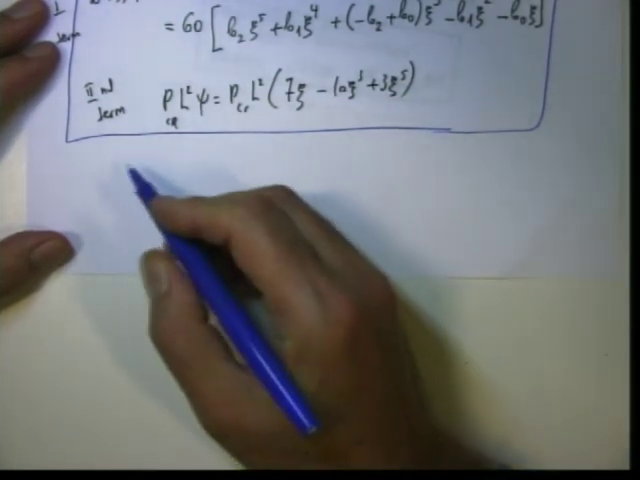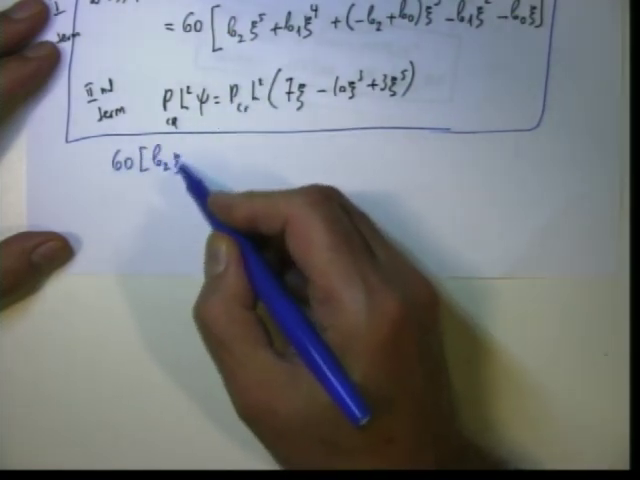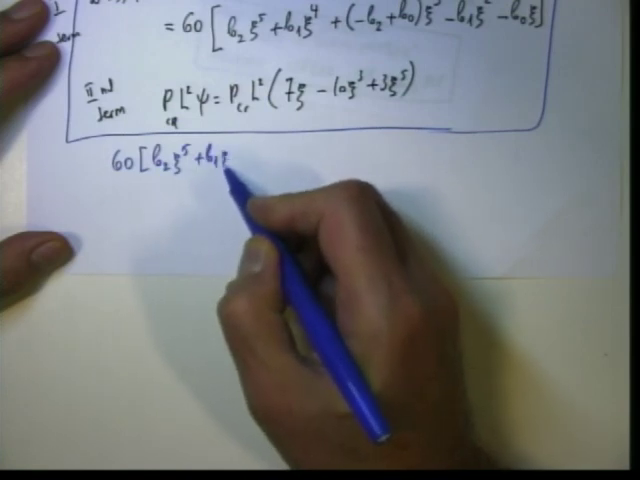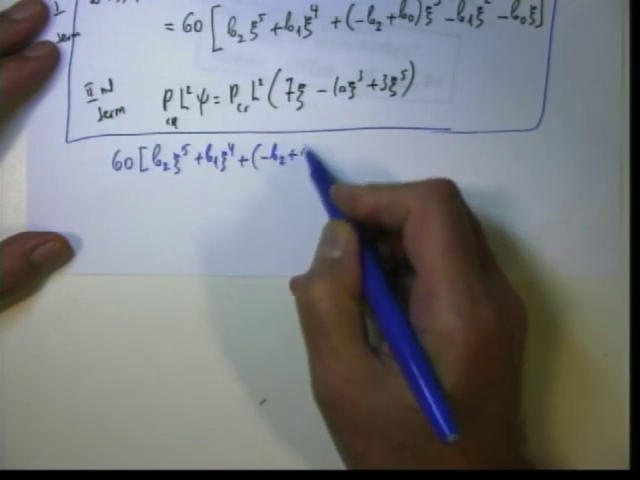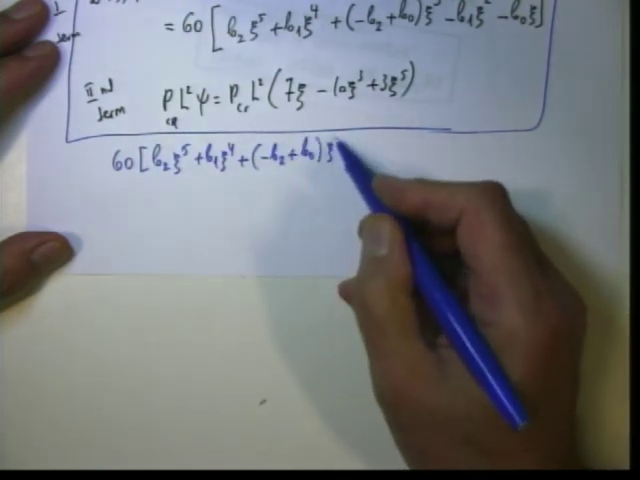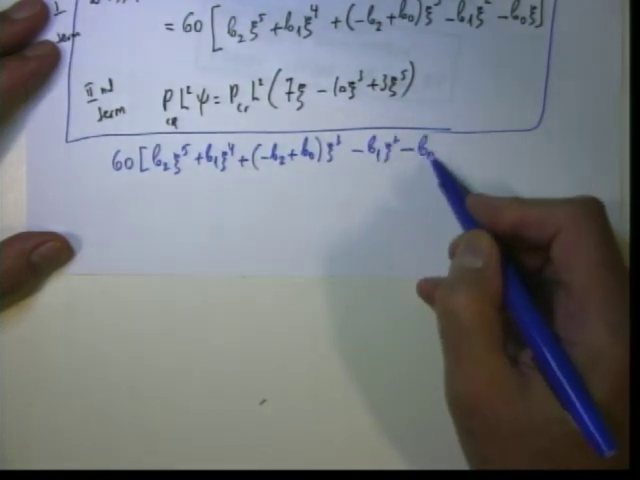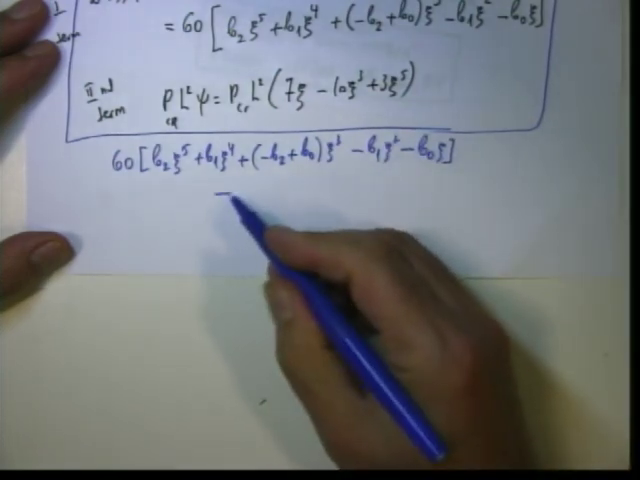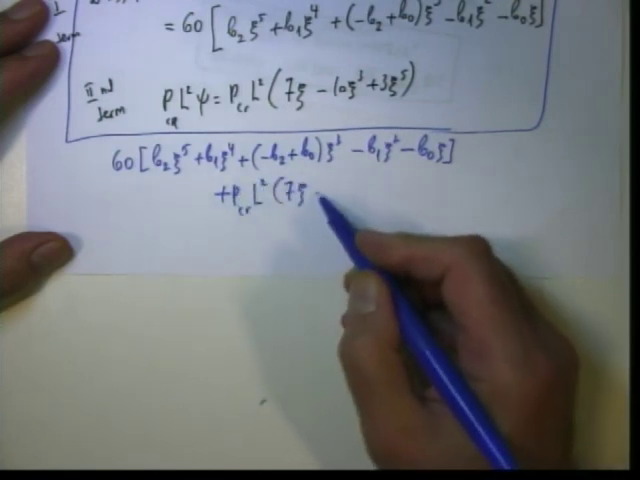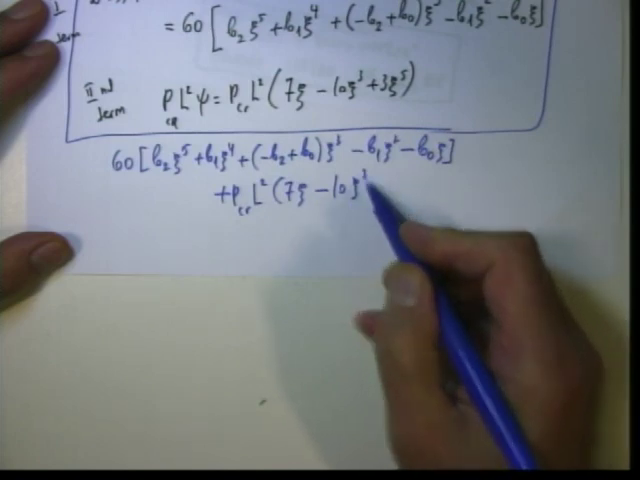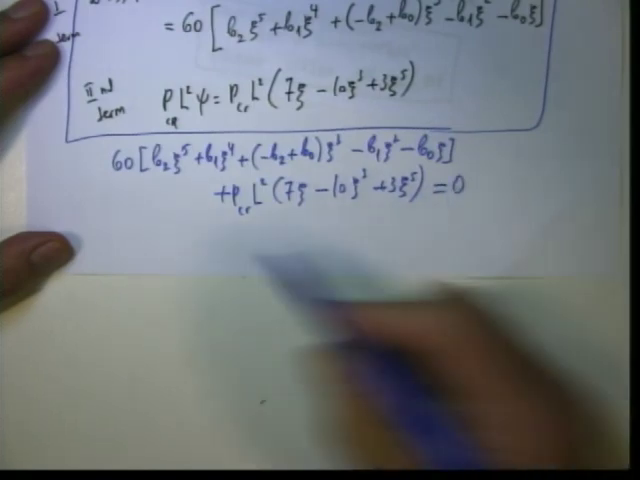So I will just rewrite everything. B2 psi in fifth power plus B1 psi in fourth power plus minus B2 plus B0 psi cubed minus B1 psi square minus B0 psi plus P critical L square times 7 psi minus 10 psi cubed plus 3 psi in fifth power must be 0.